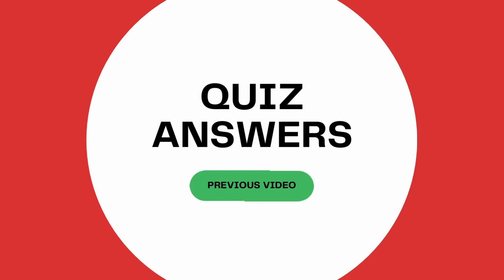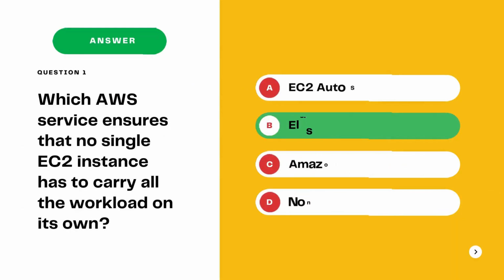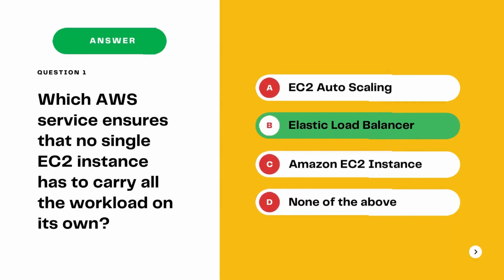Now, let us look at the answers for the quiz we had in the previous video. If you have not watched the previous video, you can watch it by clicking the I button above. The first question was, which AWS service ensures that no single EC2 instance has to carry all the workload on its own? The first option was EC2 autoscaling. This is not the correct option as it automatically adds or removes Amazon EC2 instances in response to changing demand. It does not distribute the workload among EC2 instances.